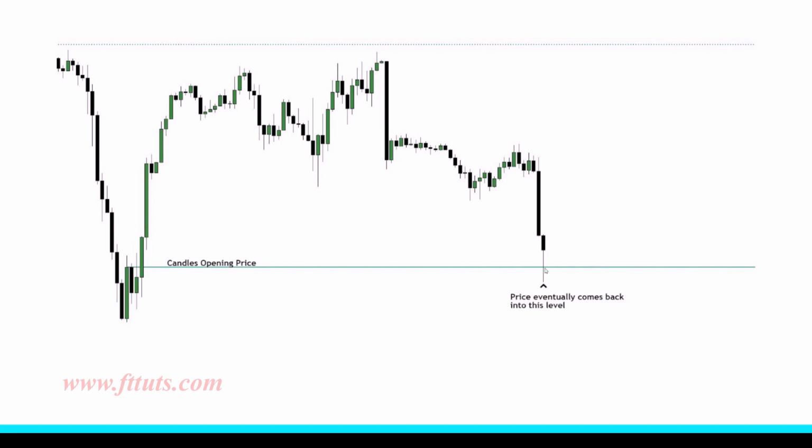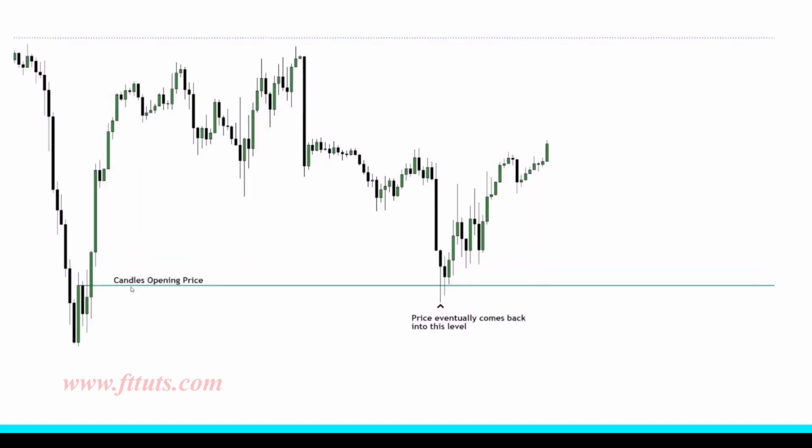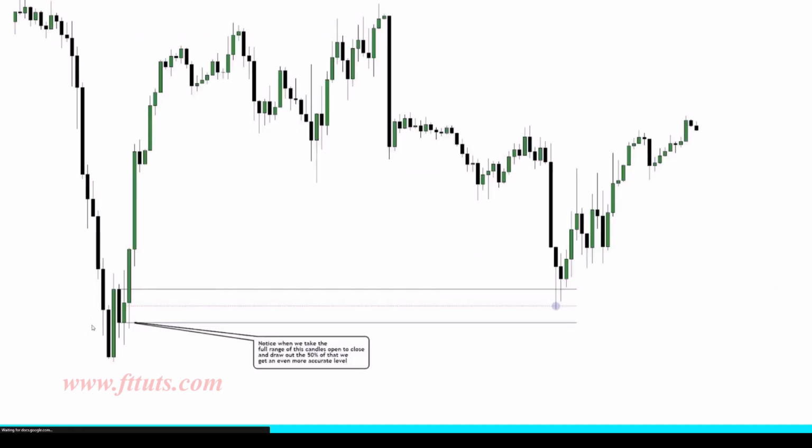Once price came to retest it, price eventually came back into that level. And we know there's a very good chance it's going to have an area of sensitivity. As you see, price did end up having a very strong reaction off of this level. Now, when I was talking to you guys about using the 50% of the range, this is what I mean.